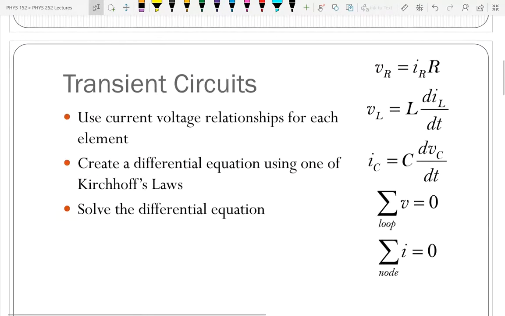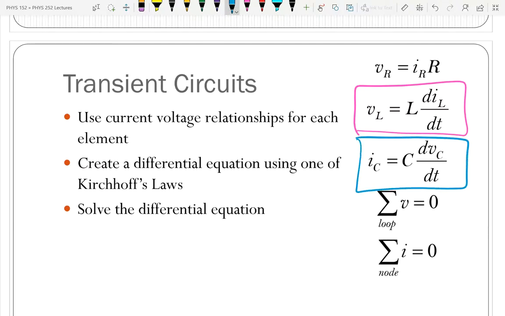First, transient circuits. For transient circuits, you have 2 equations to relate the voltage and current through, one, an inductor, and two, a capacitor. So those are what I circled there. If you have an RL circuit, you're going to be using these 2. If you have an RC circuit, you'll be using these 2. So you're using the voltage-current relationships for the 2. You're going to either make a loop or look at a node to make your equation.